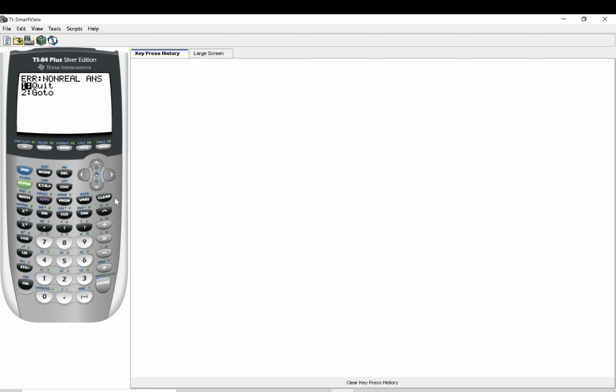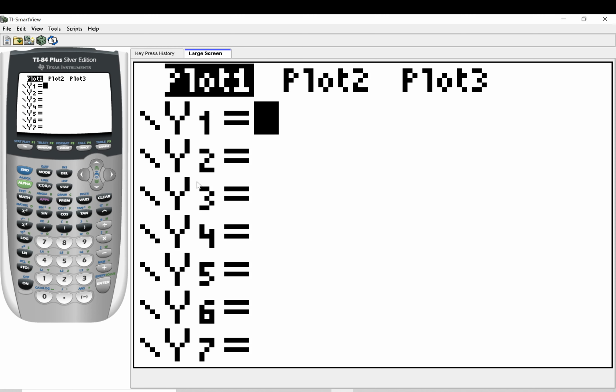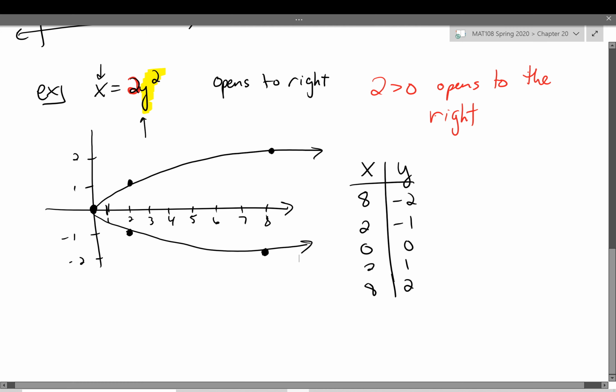All right, let me clear that. Now, I want you to look in the upper left-hand corner of my screen right here. Even if you're looking at your calculator, notice that button right there is y equals, okay? In other words, if you wanted to graph the problem that we just did with your TI-84 or 83 or whatever calculator you were using, you have to solve this equation for y.